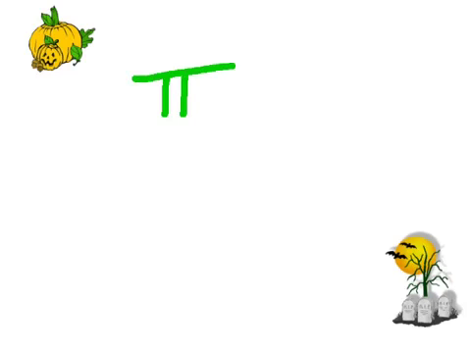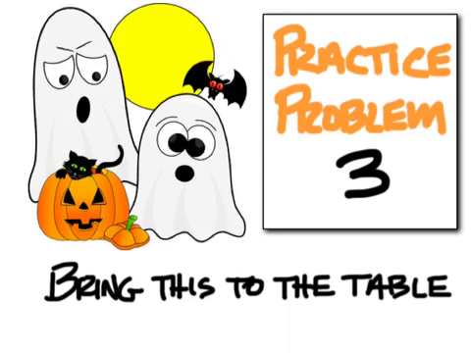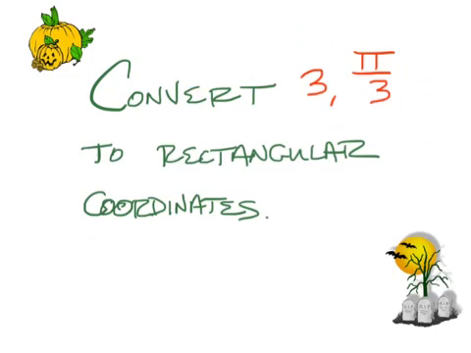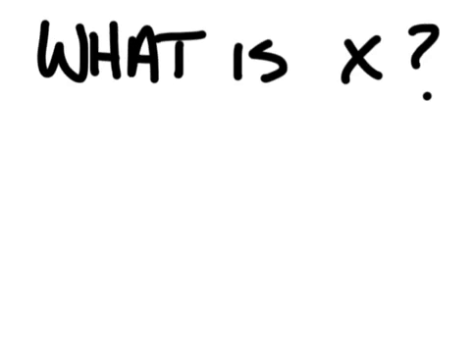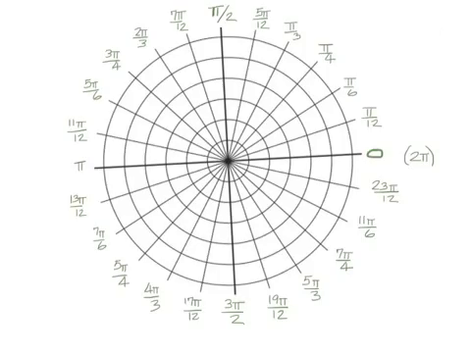Bonus problem number 2. What is the value of pi in terms of degrees? The answer should be 180. Practice problem number 3. Convert 3 and pi over 3 to rectangular coordinates. What is theta? What is the value of x rounded to the nearest hundredth?